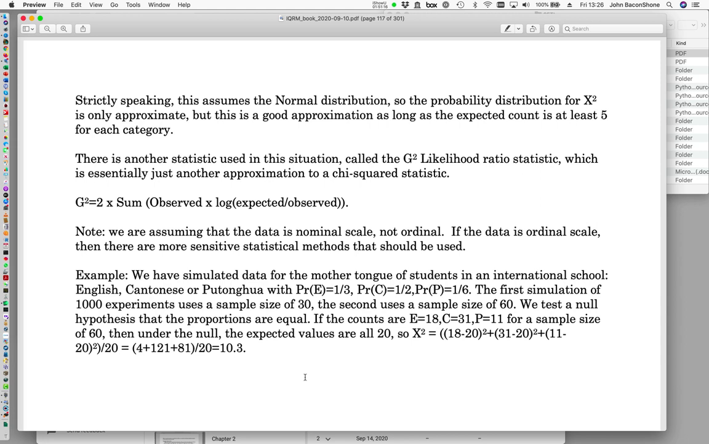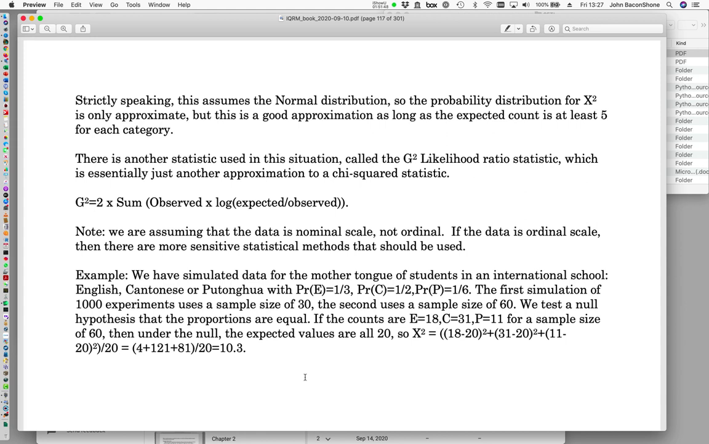Now, there is another statistic we can use in this situation called the G-squared likelihood ratio statistic, which is essentially just another approximation to the chi-squared statistic. The G-squared value is calculated as twice the sum of the observed counts times the log ratio of expected over observed counts. This is a little bit harder to understand intuitively, but let me try to explain.